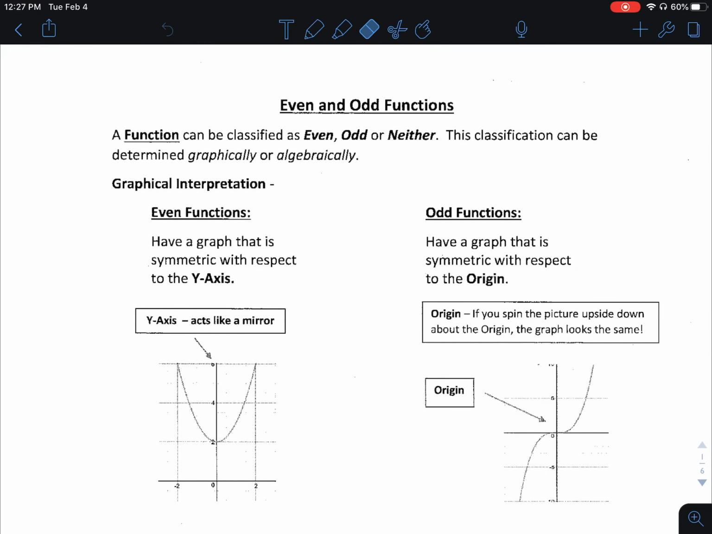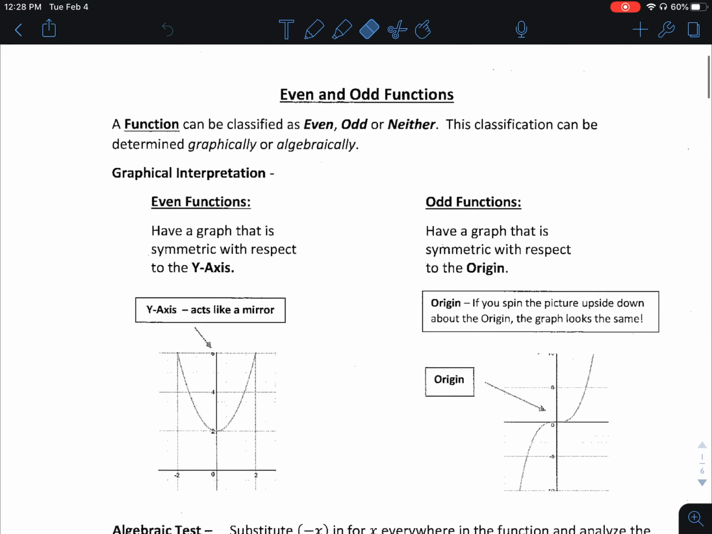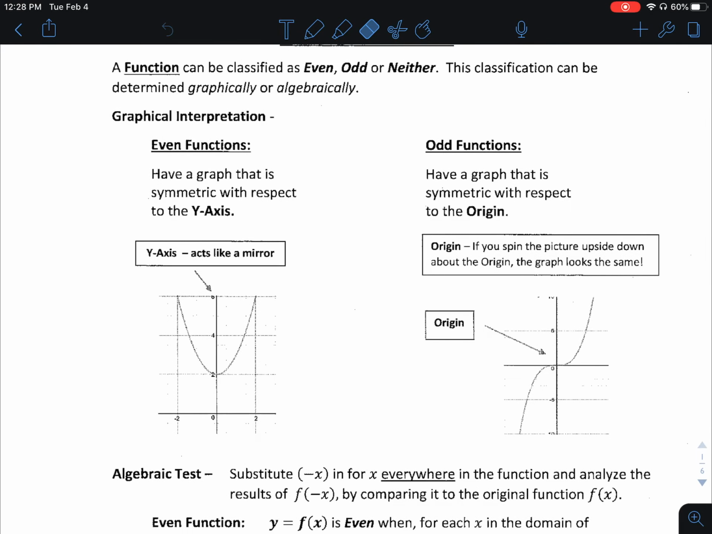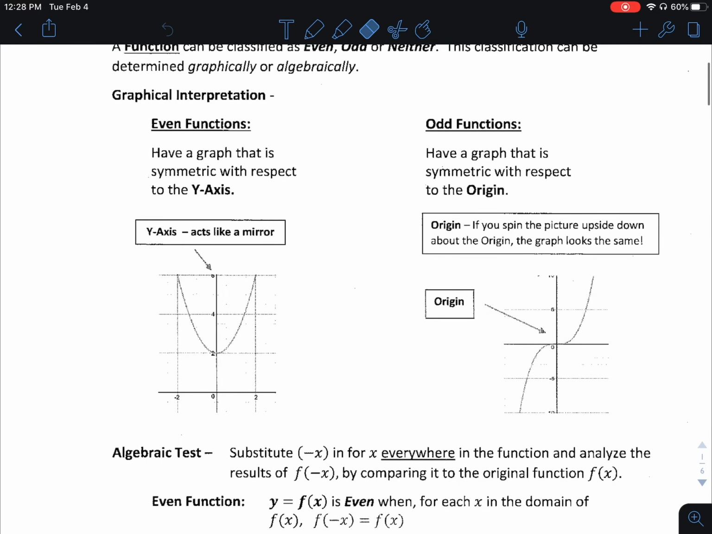All right, guys, so we've been talking about even and odd functions. The past couple of days, we've been looking at graphs and how to determine if the function is even, odd, or neither. So this first page is just a reminder of how to do that with the graphs. So we have even functions, the y-axis acts like a mirror. So we have this right here, and then odd functions, remember, it's symmetrical around the origin. So that means if you flip the paper upside down, it looks the exact same.